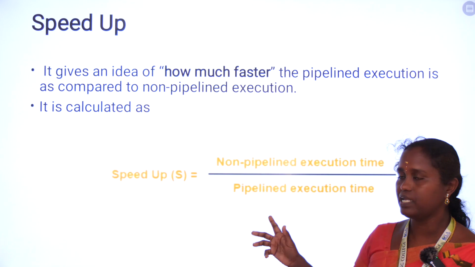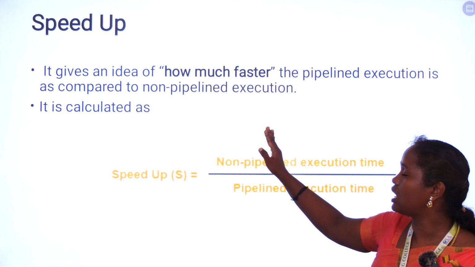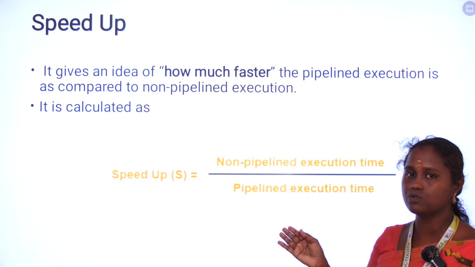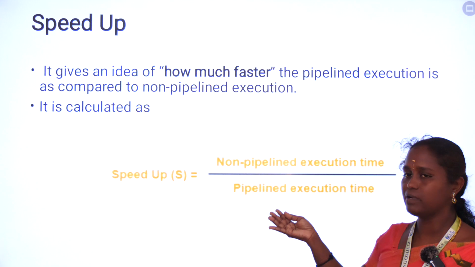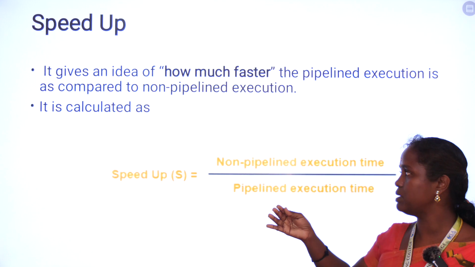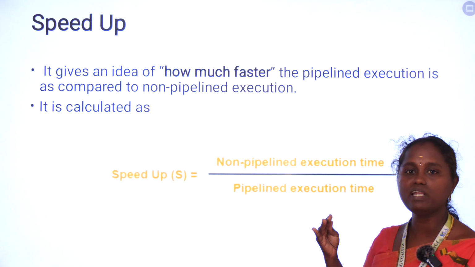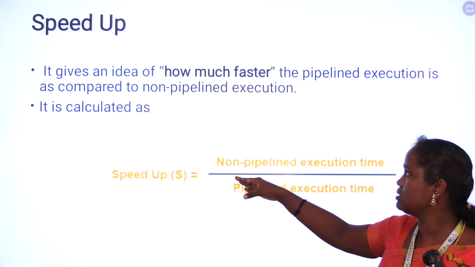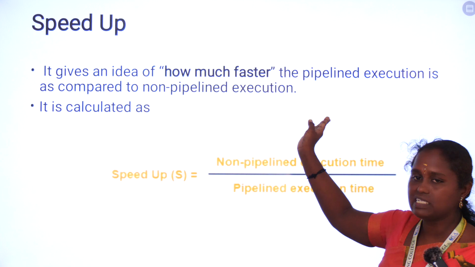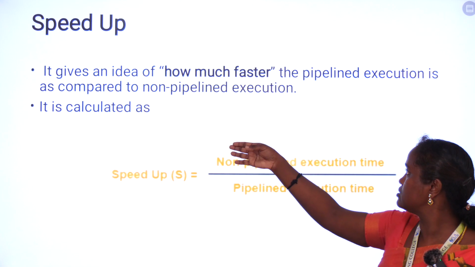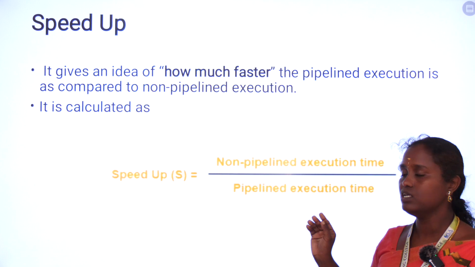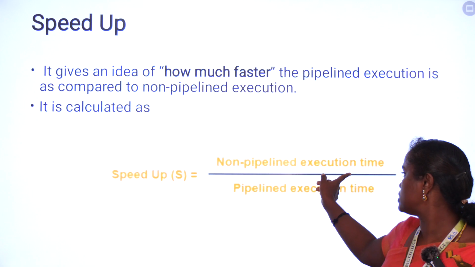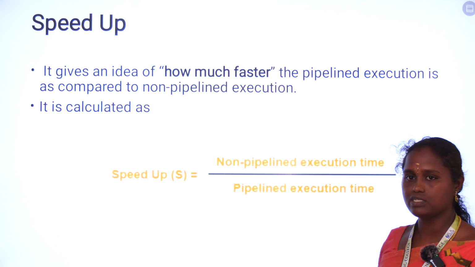So first thing is speed up. It gives an idea of how much faster the pipeline execution is when compared to the non-pipeline execution. Yes, we have already seen that when we compare with the non-pipeline architecture, the pipeline architecture is far better, right? It is more efficient. So what is meant by speed up? It compares how much faster it is when you compare pipeline execution with non-pipeline execution, right? So in order to calculate that, we have to use this: non-pipeline execution time divided by pipeline execution time.